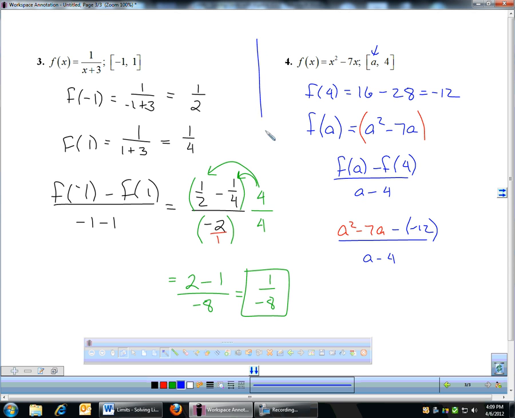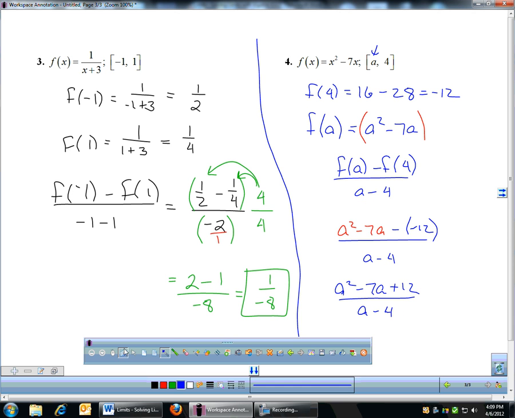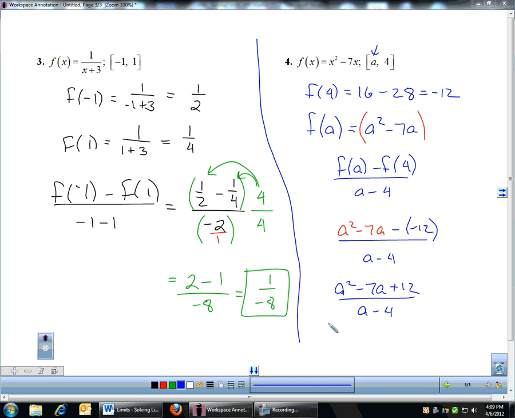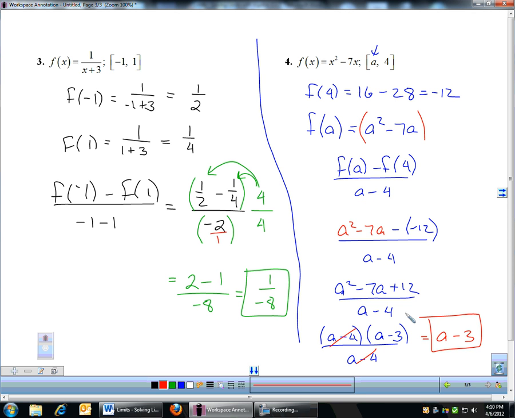And then problems like this will usually clean up quite a bit. A squared minus 7a minus a -12 is plus 12, over a minus 4. And this one will actually factor and cancel. My numerator here factors to a minus 4 times a minus 3, over a minus 4. The a minus 4's cancel, and I'm left with just a minus 3, and that's your average rate of change. We don't have a specific number like we have on the rest because of that a, but that's your average rate of change, and that's going to wrap up this video.